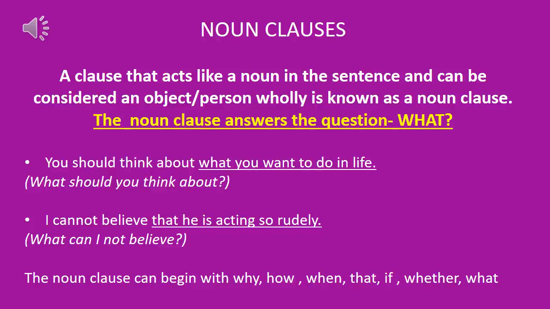In a noun clause, all you have to do is make sure that the question what is being answered. This is a very simple way to identify a noun clause. Noun clauses usually begin with why, how, when, that, if, whether, what. And you must remember that it answers the question what. This is the best and easiest and simplest way to identify a noun clause.